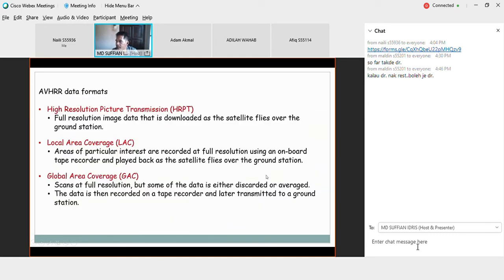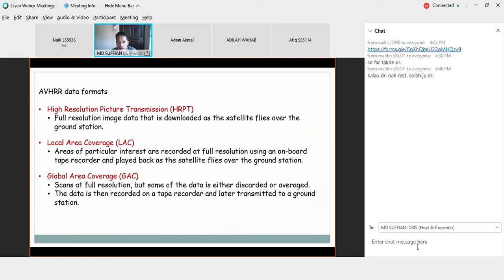And then data format kita ada HRPT. Kalau you download data, biasanya kalau you jumpa HRPT punya terms, LAC punya term dan juga GAC punya term. So HRPT is a full resolution image that is downloaded as the satellite flies over the ground station. Bermaksud bahawa kamu kena ada antenna ataupun satellite receiver. And then bila dia overpass, you terus download, and then dia terus view dia data.